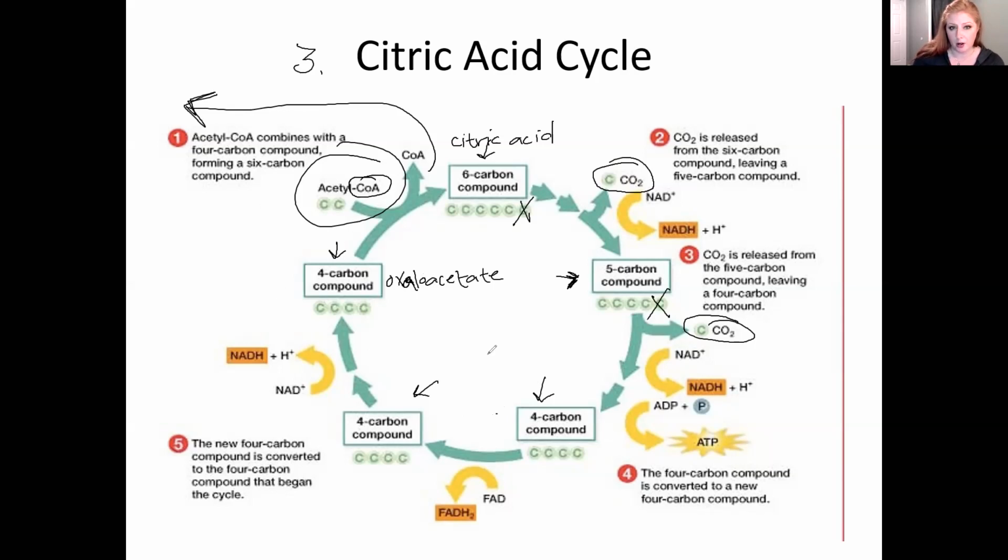Again, here's the cycle part of it, right? Oxaloacetate picks up 2 carbons, becomes citric acid. We lose a carbon to carbon dioxide, and we end up with a 5-carbon compound. Then we lose another carbon to carbon dioxide, and we end up with a 4-carbon compound, then another 4-carbon compound, and then we're back to oxaloacetate again. Okay? Cycle just happens over and over again.